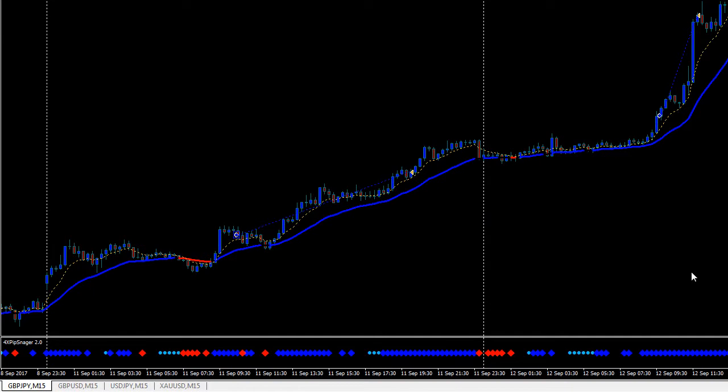I just wanted to go over a few trades from yesterday, Monday, and today, Tuesday, to show you that, yes, indeed, if you follow the rules trading PipSnager 2.0, it will make you some pips, definitely. So anyway, we're looking at my four favorite pairs here: pound yen, pound dollar, US dollar yen, and gold US dollar.